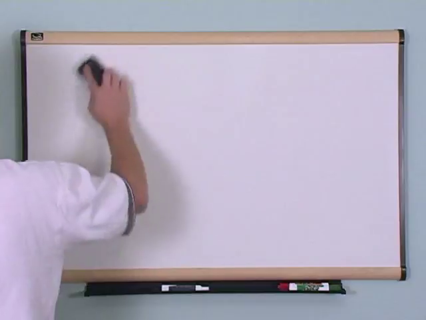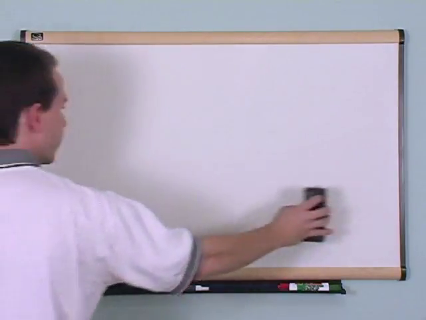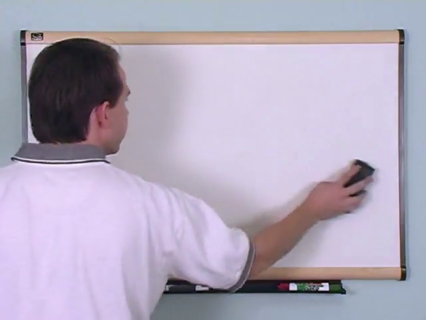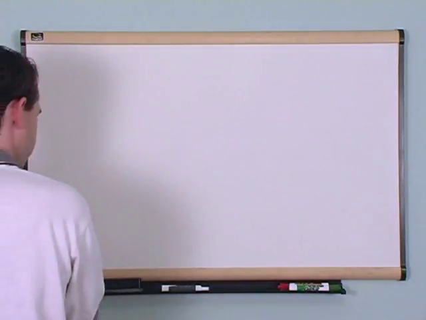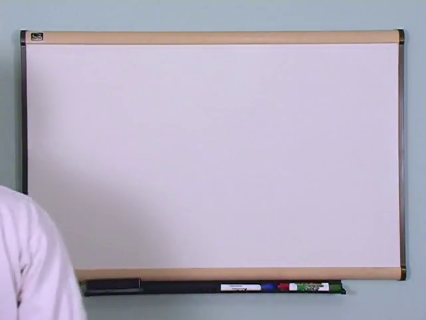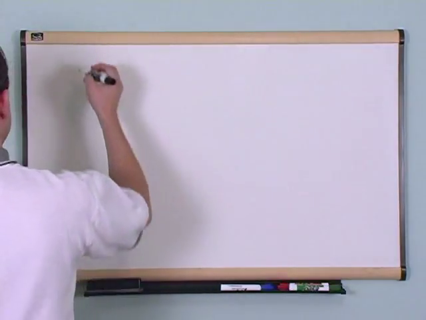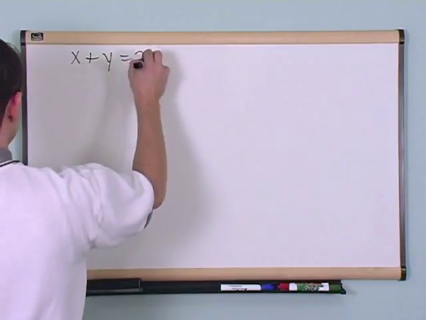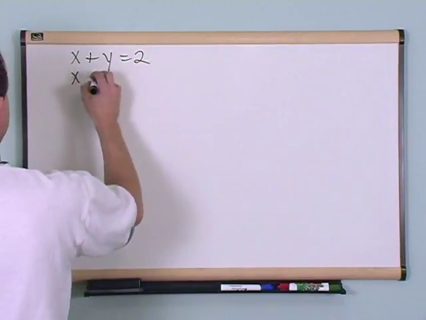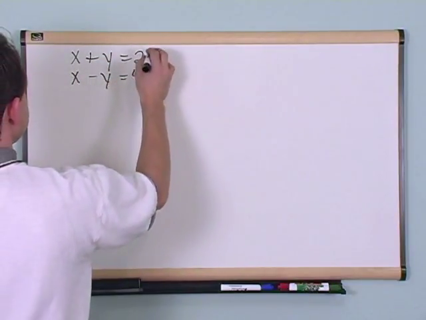And I want to stress that you guys can plot the lines on the graph paper that you have in any way that you feel comfortable, really. It's fair game. Everything's fair game. So let's say we have another system. X plus y is equal to 2. X minus y is equal to 4.